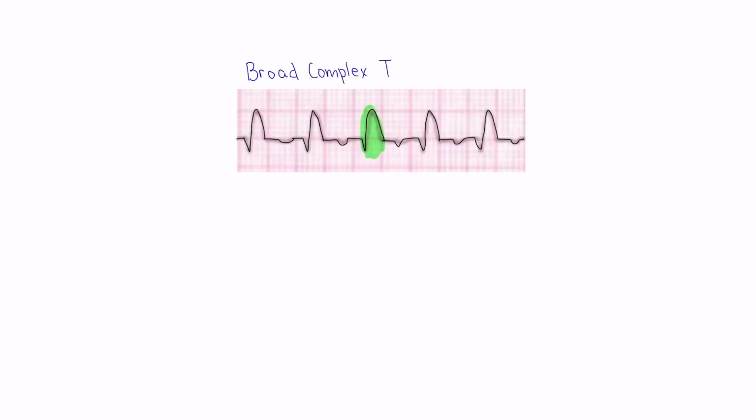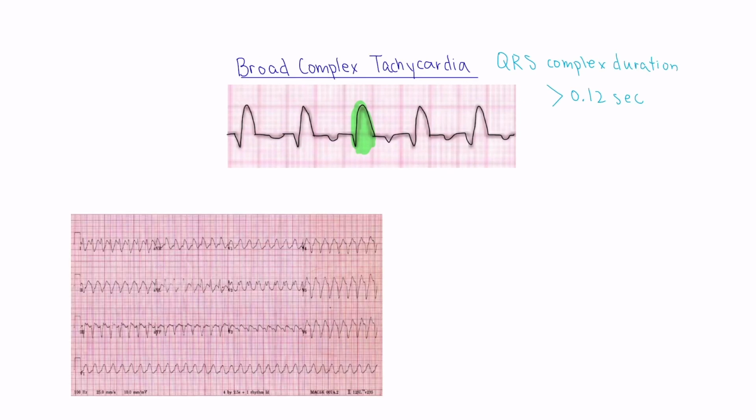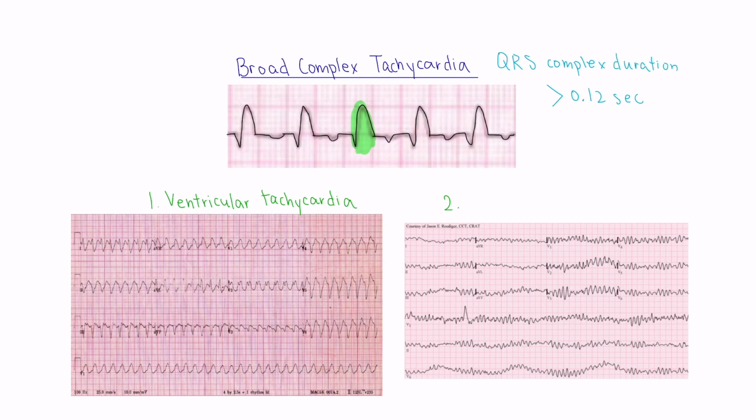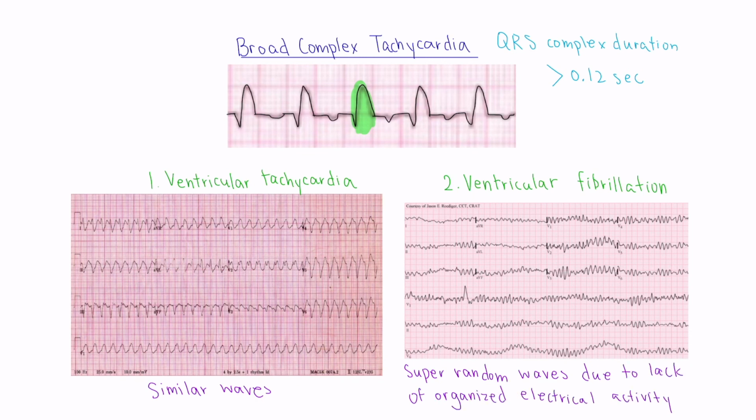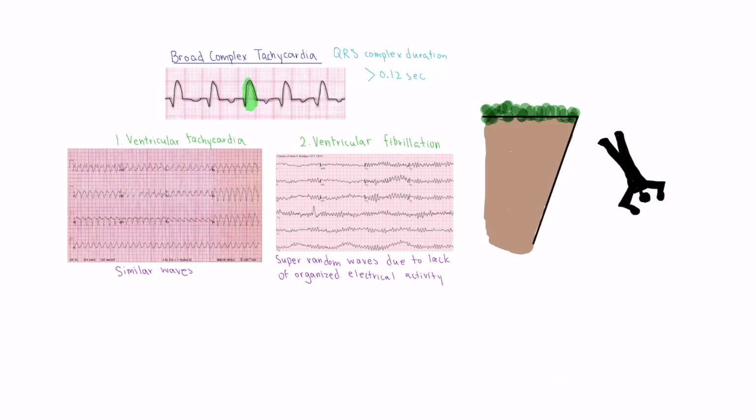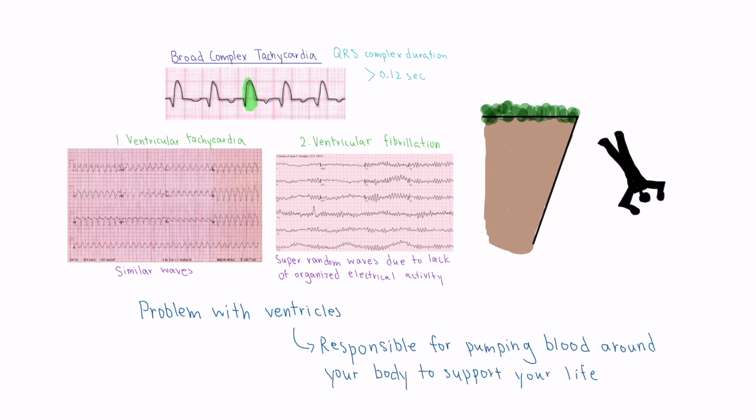You can also have broad complex tachycardia, which means, as you probably guessed, the QRS duration is greater than 0.12 seconds. You can see either ventricular tachycardia or ventricular fibrillation on the ECG. You can tell them apart by looking at the shapes. The waves look similar in ventricular tachycardia, but super random in ventricular fibrillation due to a lack of organized electrical activity. In either case, broad complex tachycardia is really dangerous as it signifies a problem with the ventricles, which are responsible for pumping blood around your body to support life.